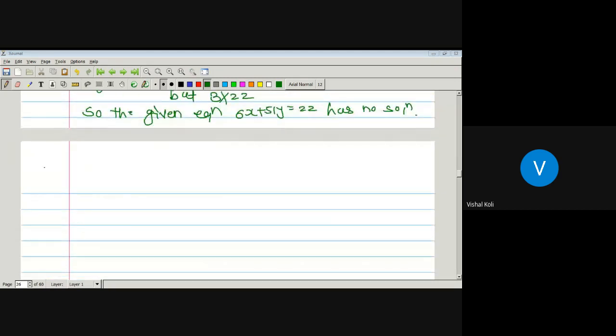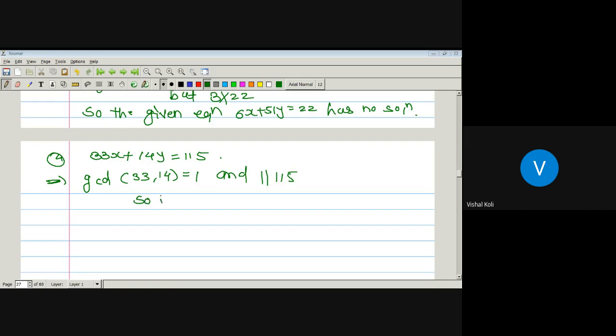Next one, 33x plus 14y equal to 115. Whether this equation has a solution? Yes, sir. What is the GCD of 33 and 14? 1. Which is 1, and 1 must divide 115. So it has a solution.